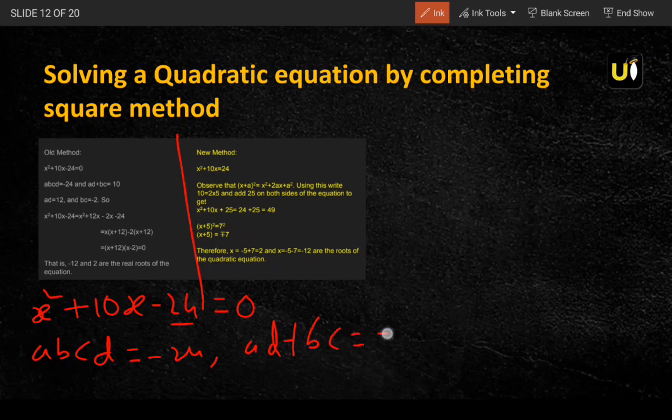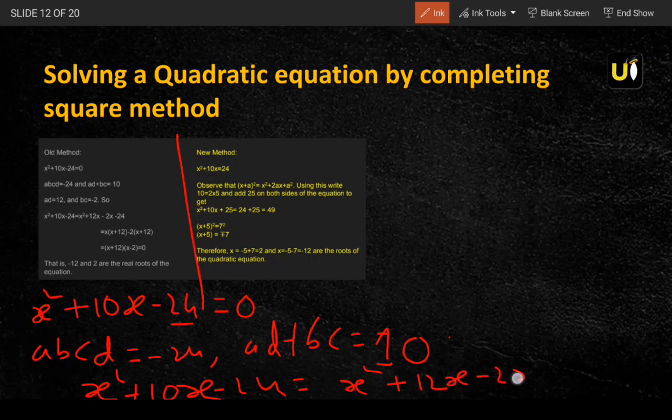Here add 24 on both sides. We are getting this equation. So now x plus 5 whole square is equal to 49. That means x plus 5 can be plus 7 or minus 7. So from that we can get both the x values. x plus 5 is equal to 7, that means x is equal to 2, and x plus 5 is equal to minus 7, that means x is equal to minus 12.